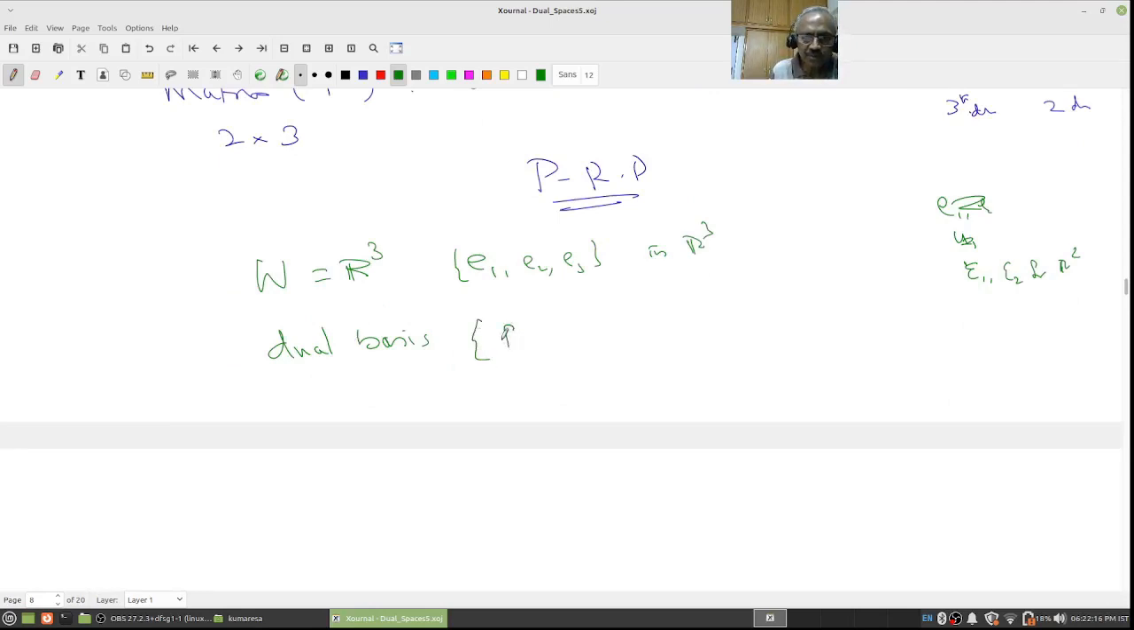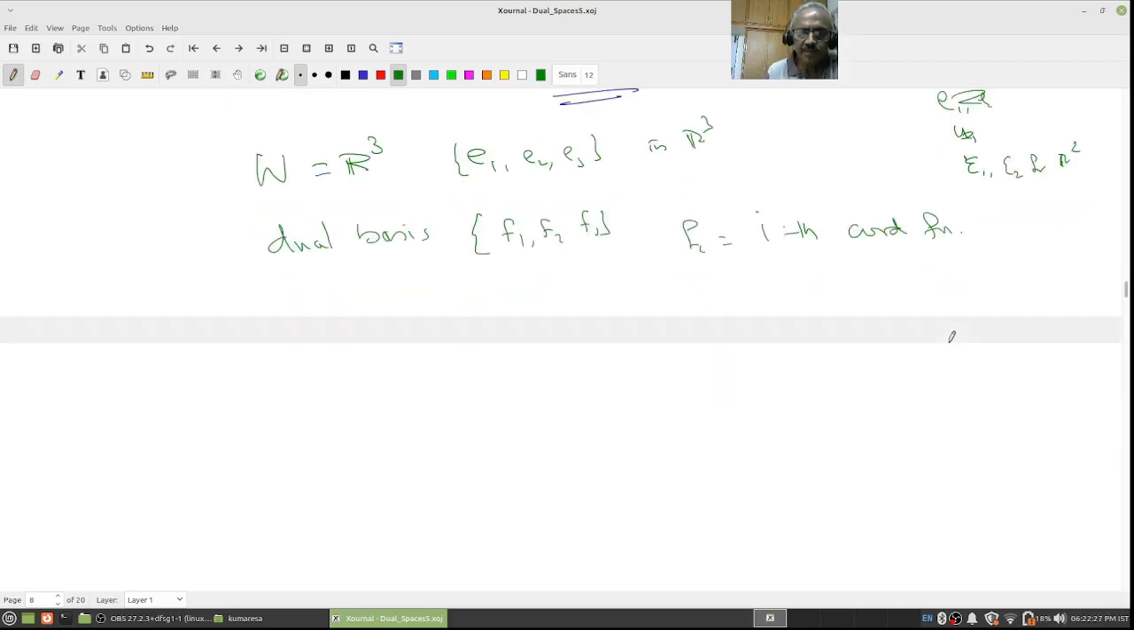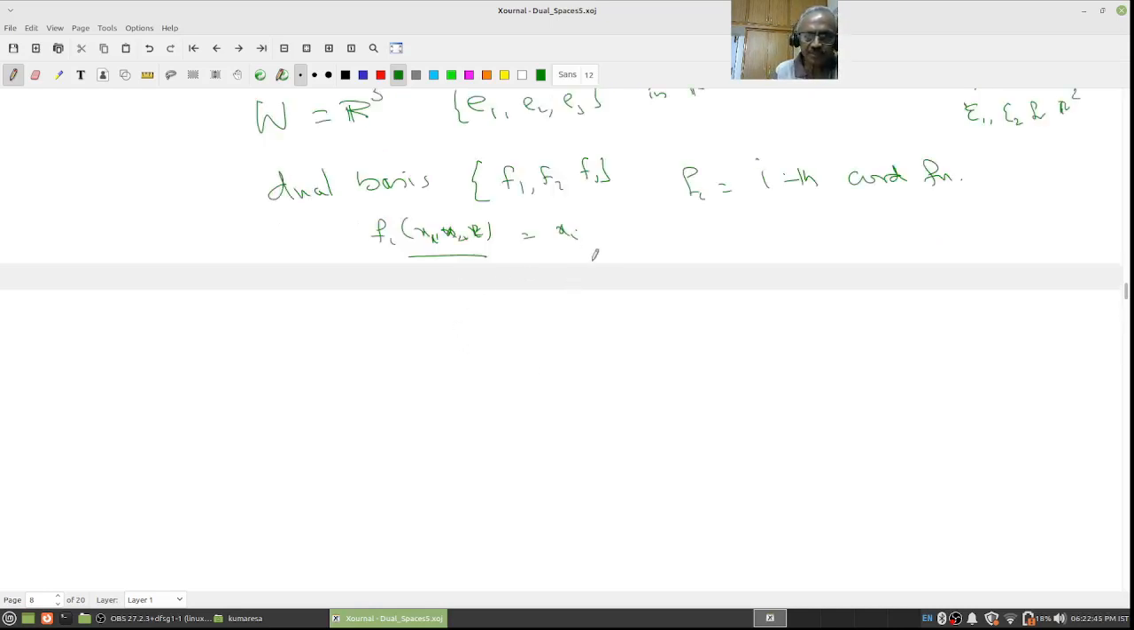We know the dual basis F1, F2, F3, and Fi is the ith coordinate function. Do you remember that? That is, Fi of x, y, z. Let me write x1, x2, x3, then it will be xi. But I will write in terms of x, y, z, but anyway it's okay. You understand this? Record this.